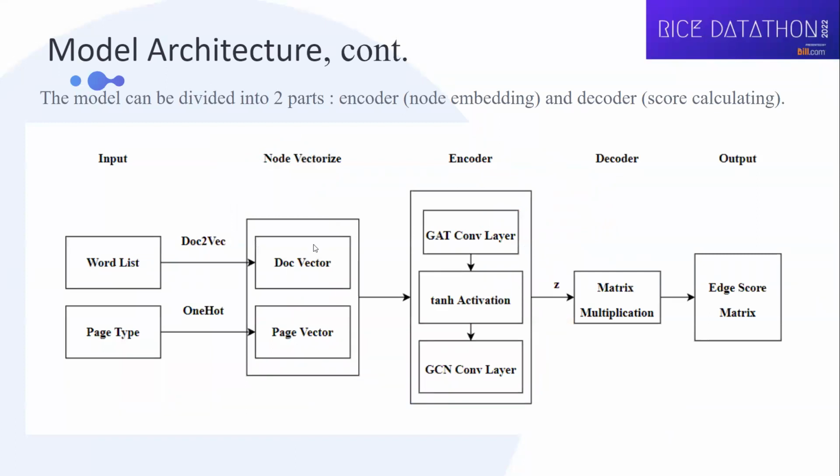Here is the detailed model architecture. Input. After input, we vectorize the input into an encoder. What the encoder does is called node embedding, and the decoder takes the node embedding and gets the score matrix.